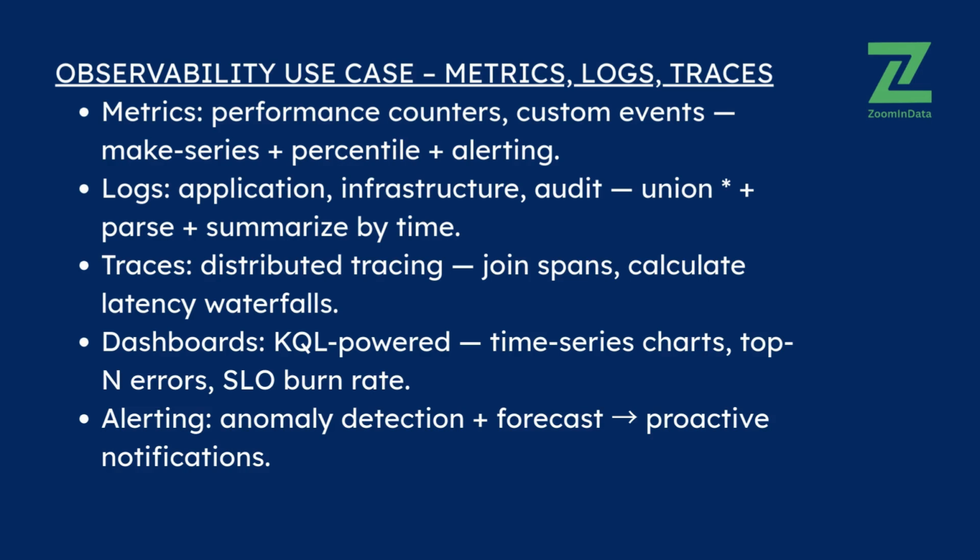Dashboards: KQL drives them all, time series charts, top N error sources, SLO burn rate calculations. Alerting: combine anomaly detection with forecasting to trigger proactive notifications before users notice slowdowns. Observability pattern: union plus time series pipeline plus decomposition plus alerts turns raw telemetry into actionable visibility.